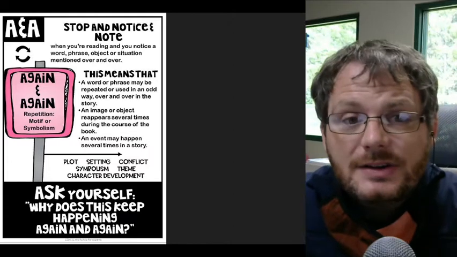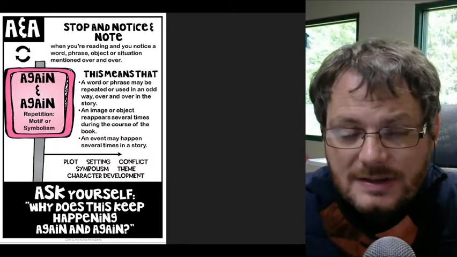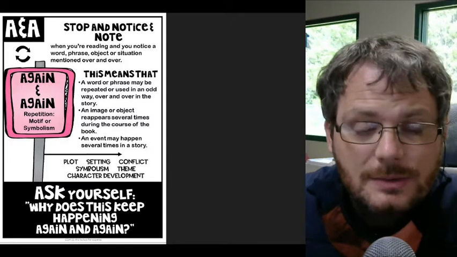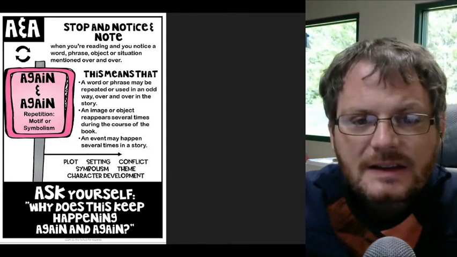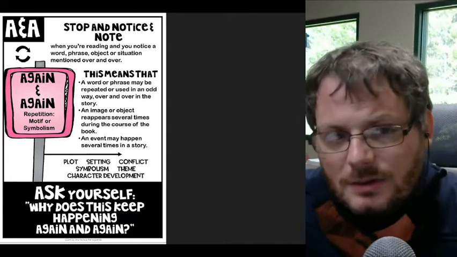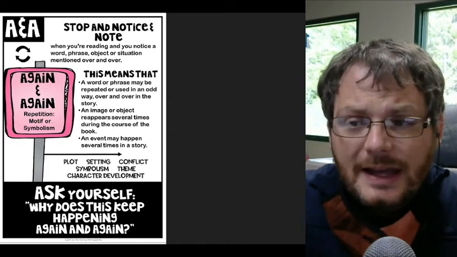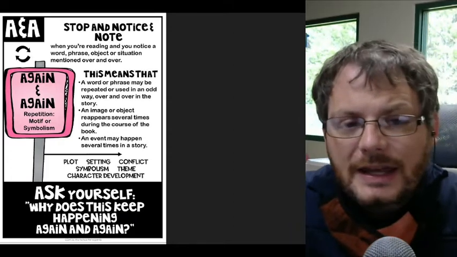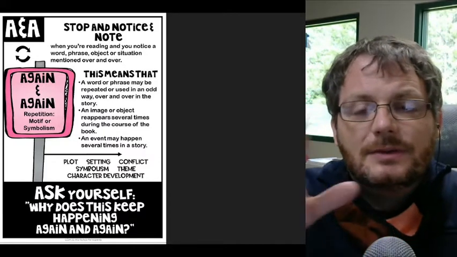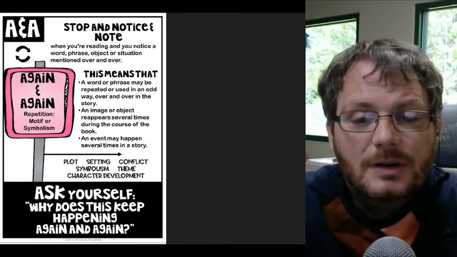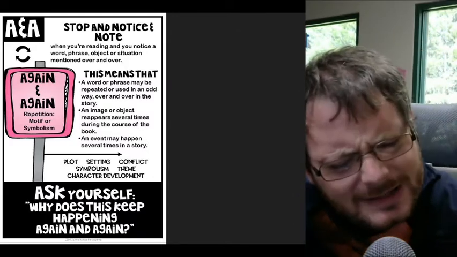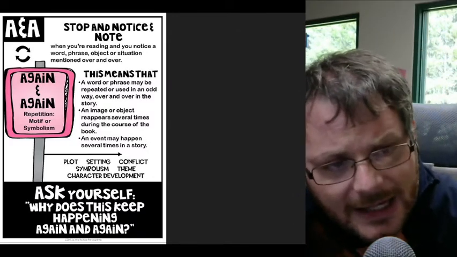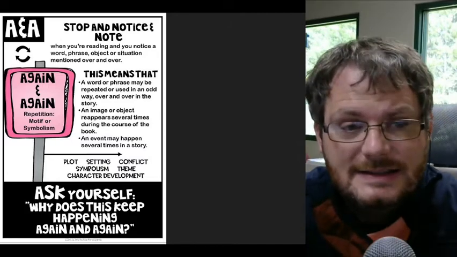You stop and you notice and you note when you're reading and you notice a word, a phrase, an object, or a situation that's mentioned over and over again. This means that it's a word or a phrase used in an odd way repeatedly in the story, or an image or object reappears several times in the book. An event might happen several times, and you ask yourself, why does this keep happening again and again? The again and again signpost.